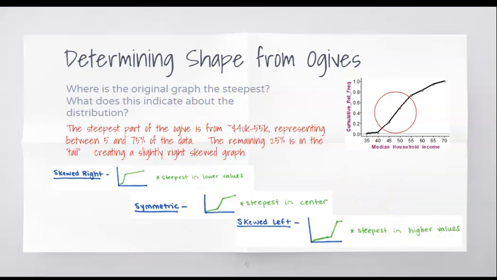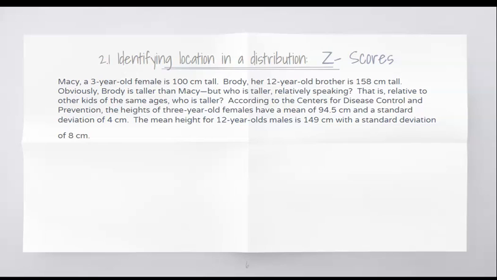Kind of handy. Okay, so in the second part of 2.1, we're going to talk about another way to measure location in a distribution. It's called a z-score. So let's start with an example. Macy's a 3-year-old female that is 100 centimeters tall. Brody, her 12-year-old brother, is 158 centimeters tall.